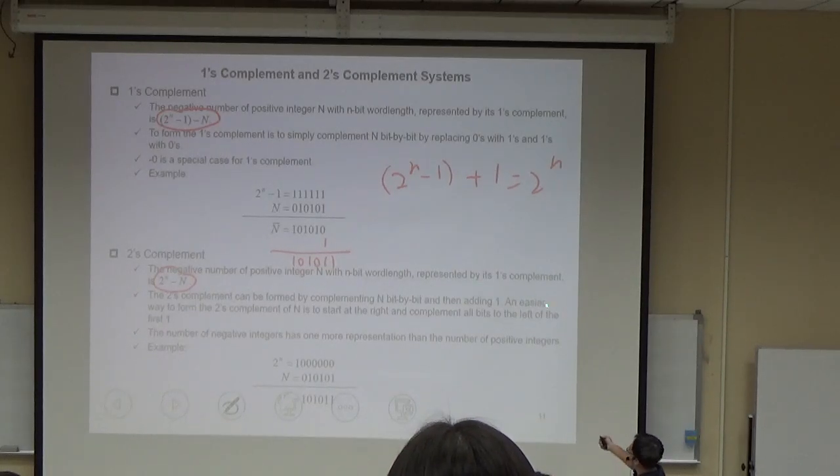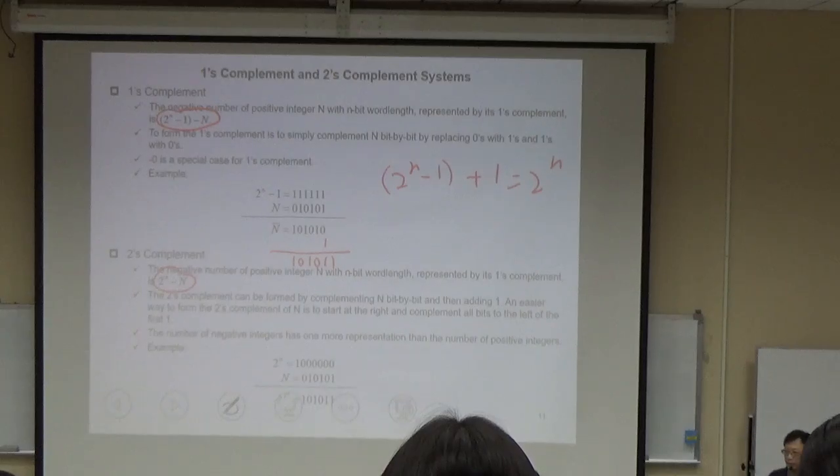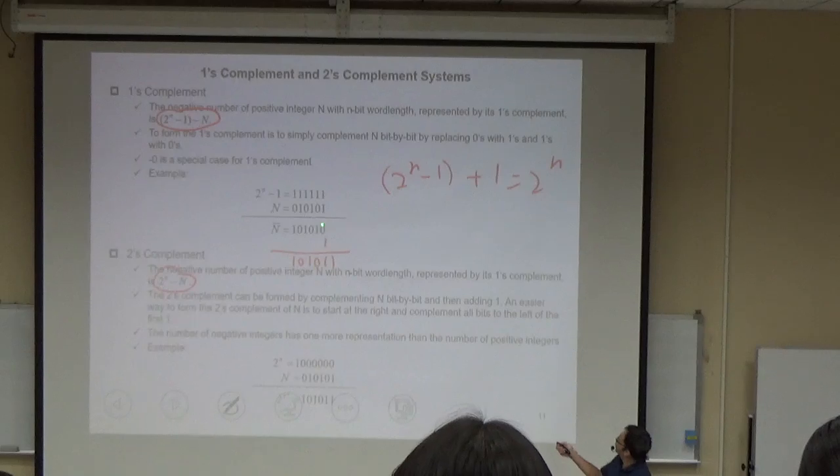And this one is another way. The easier way to form the two's complement is to start at the right and compare all the bits to the left of the first one. What does it mean? You start from the first one.